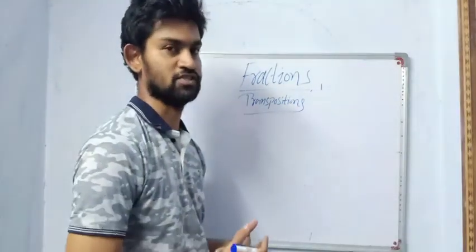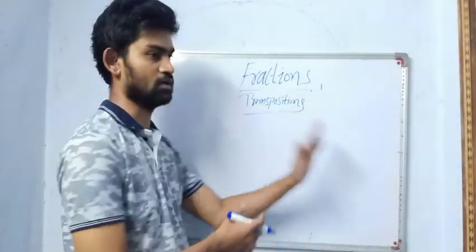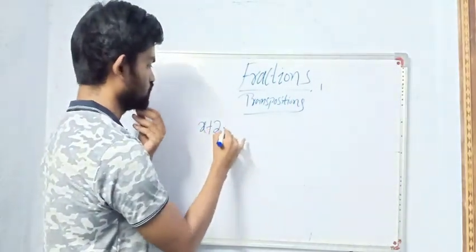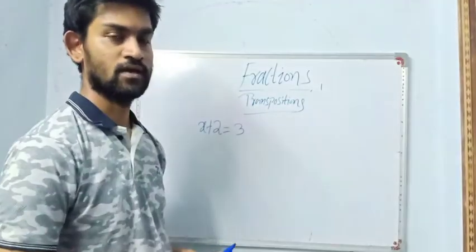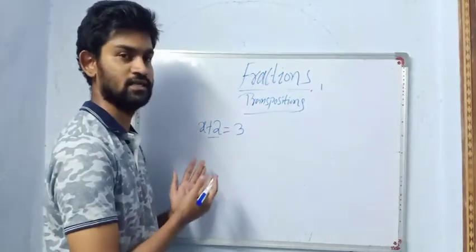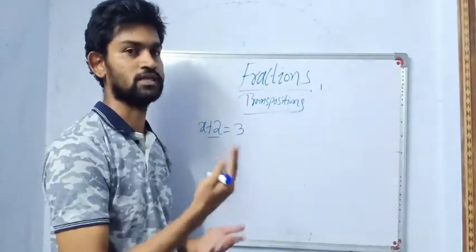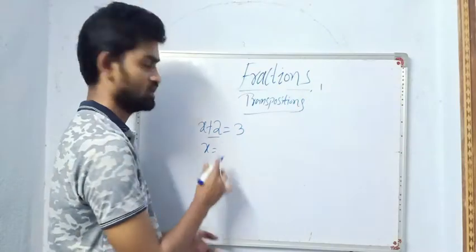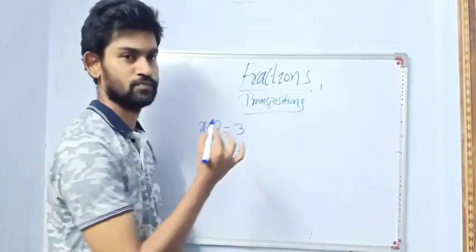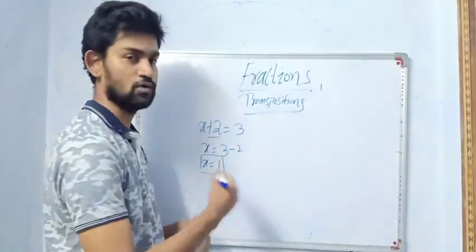Transposition. What is transposition? You learned it in linear equations, the simple equations. If you change a term to the other side, then it is called transposition. I will write now. x plus 2 is equal to 3. See here, plus 2, it's addition. If you send this addition to the other side, it transforms into subtraction. So x is equal to 3 minus 2. So x is equal to how much? 1.